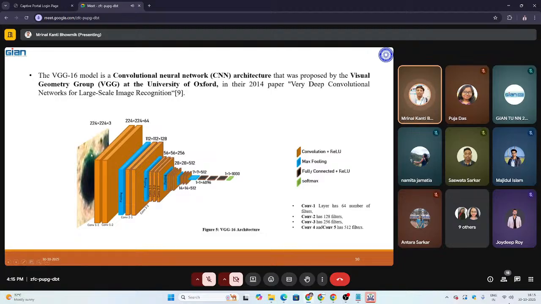So this is the overall architecture of VGG16. First, the image I have taken here is a cancerous cell. Here 224 represents the image height, the other 224 represents the image width, and 3 is the RGB color channels.